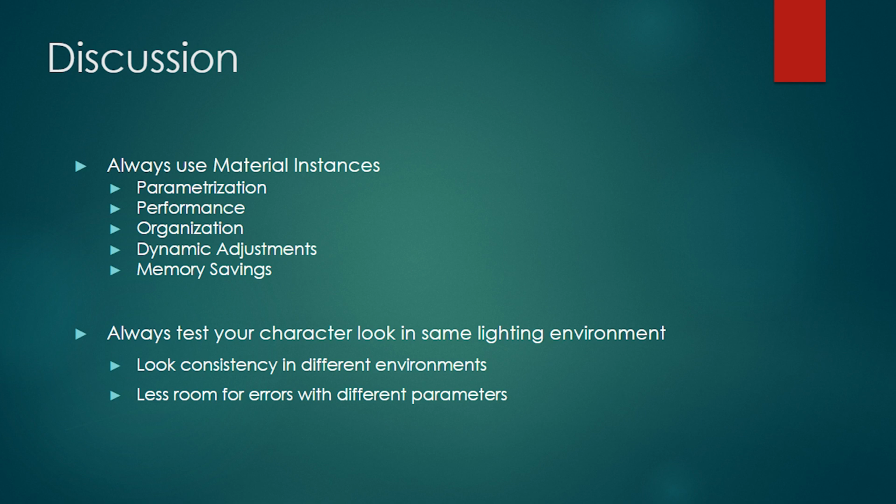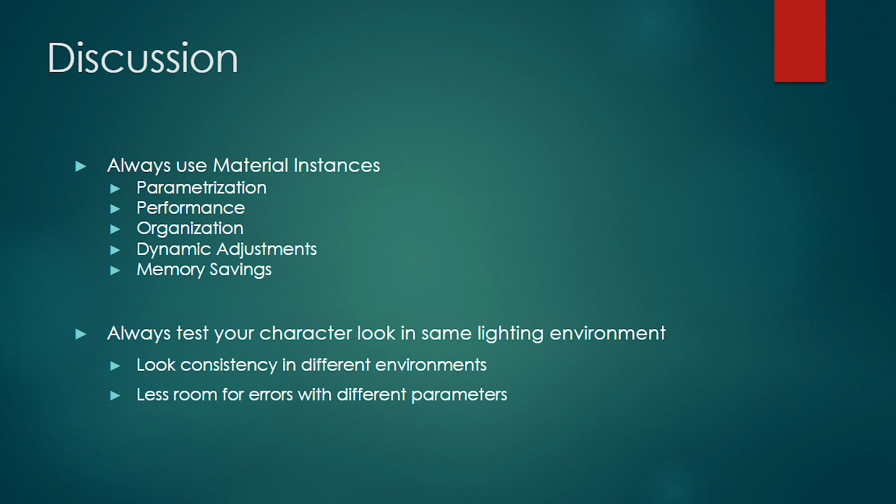You can do some dynamic adjustments with material instances. Like in the game, it's really easy to switch parameters. If you want your character to turn green at runtime because he's been poisoned, you can do that. And of course, there's memory savings, because duplicated stuff is never good.